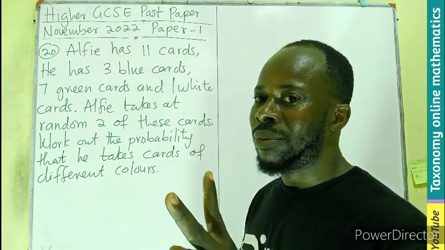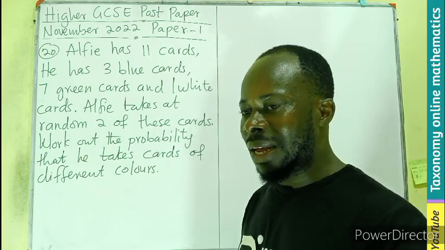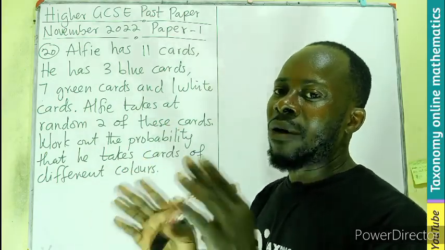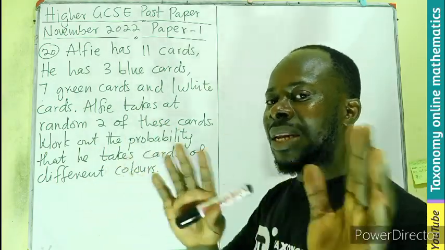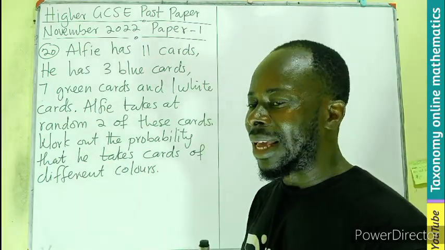So the first one could be blue, the second will be a different color. It could be white and a different color. So we are looking for picking 2 cards which are all going to be of different color. Now there are 2 methods we can apply here.